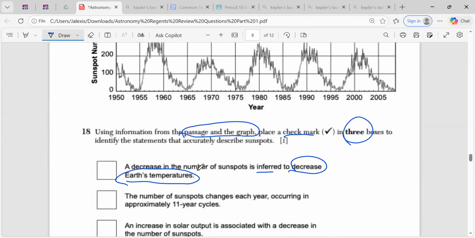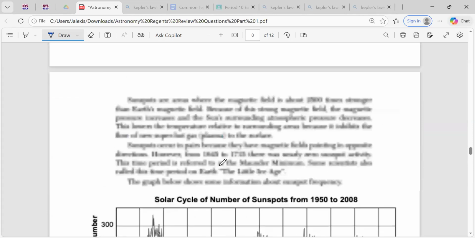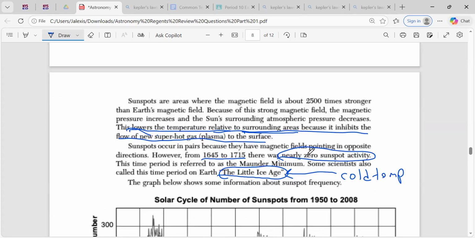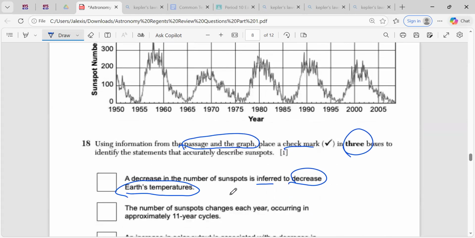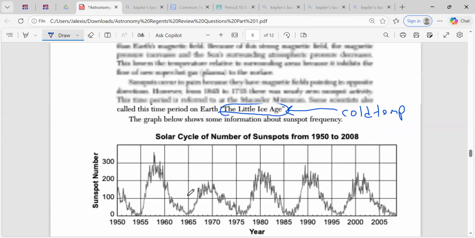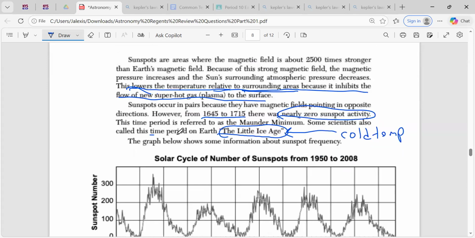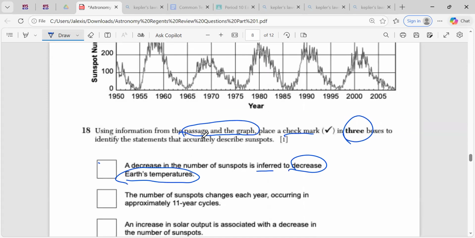So a decrease in the number of sunspots, right? No, nearly zero sunspot activity inferred to decrease Earth's temperature. They said this time period on Earth is called the Little Ice Age, right? This means that there were cold temperatures taking place on Earth. I would check that. That's one.